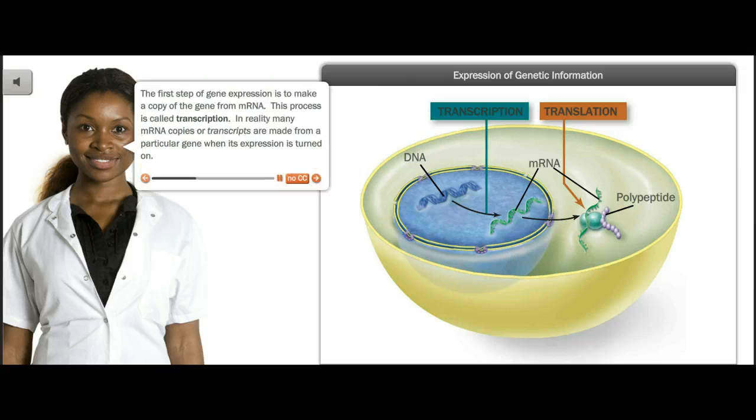The first step of gene expression is to make a copy of the gene from the mRNA. This process is called transcription. In reality, many mRNA copies or transcripts are made from a particular gene when its expression is turned on. The next step of gene expression is to convert the sequence of nucleotides in the mRNA, encoded as triplets of bases called codons, into a sequence of amino acids. This process is called translation and occurs on a ribosome.